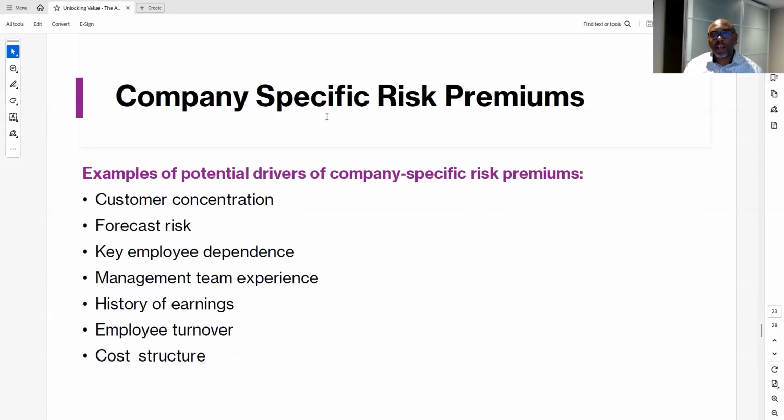And then as we get to company-specific risk premiums, this is where it's a bit more subjective, as I said. As we're assessing and valuing a company, we're going to look at the history of the earnings, employee turnover, maybe their forecasts seem a little bit too aggressive or too conservative. Customer concentration: is 60% of their revenue derived from one customer? Well, that's a risk item, and we have to address that in a company-specific risk premium. So we're building that into the discount rate, which is ultimately saying, here's our hurdle rate from a return perspective.